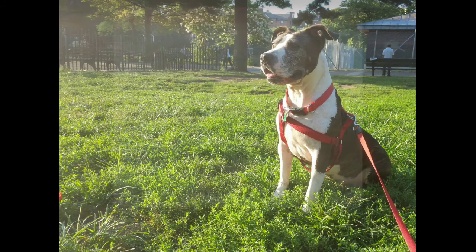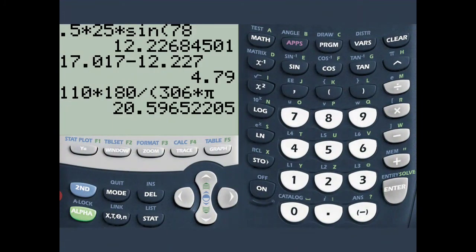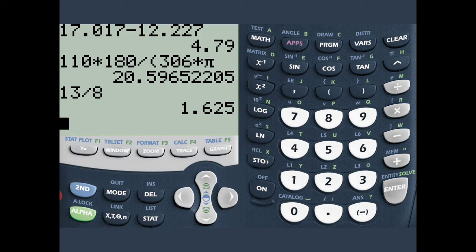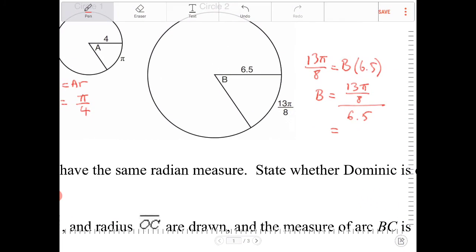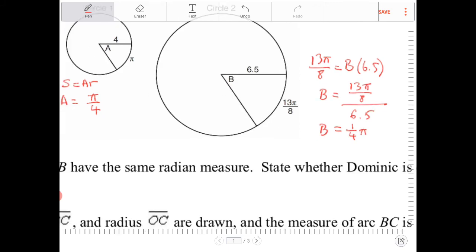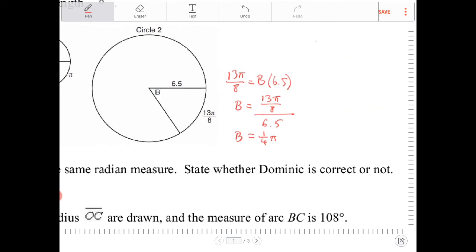If I take my calculator, 13 divided by 8 divided by 6.5 is 0.25. That's a quarter. So in other words, 1/4 pi. So yes, Dominic is right. A equals B.